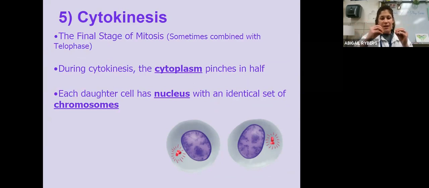Each daughter cell has its own nucleus with an identical set of chromosomes. So they should be identical to each other, but also identical to the original cell that they came from. And remember, this is not making babies. This is cells everywhere else in our body. So liver cells right now in your body are making new cells just for regular maintenance. So you want a complete liver cell to end up with two identical complete liver cells.